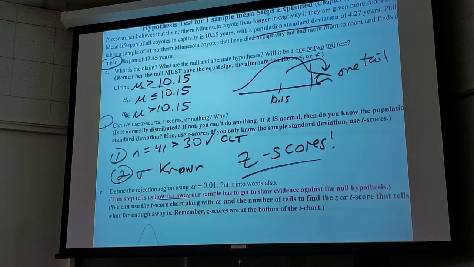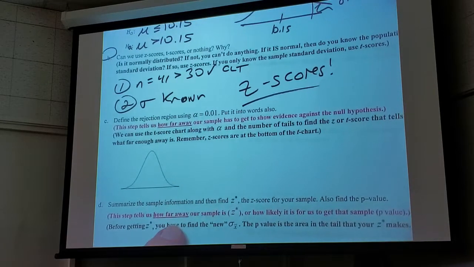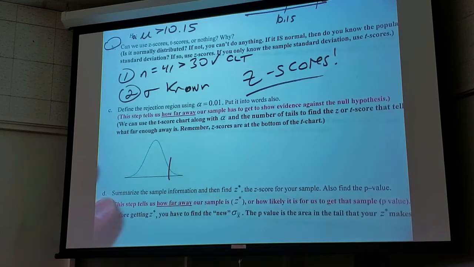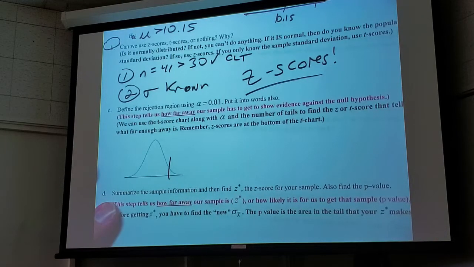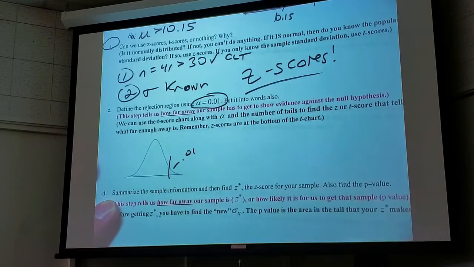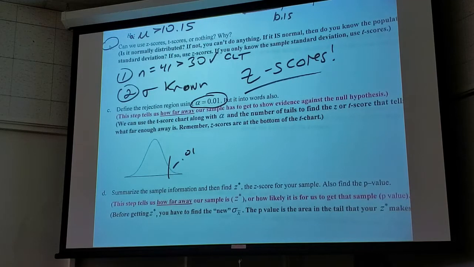What's alpha? What is it? What's the value here? 0.01, right? You guys see that? 0.01, one tail, all the way down.